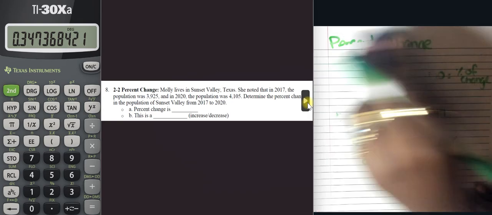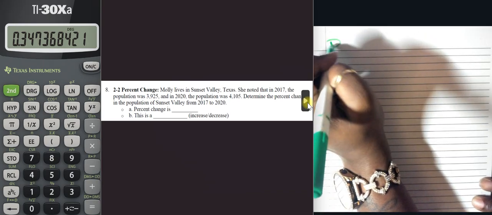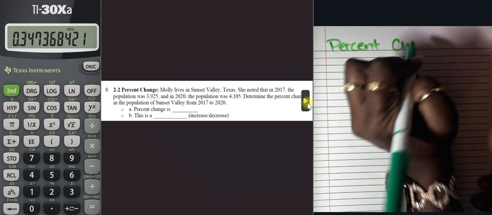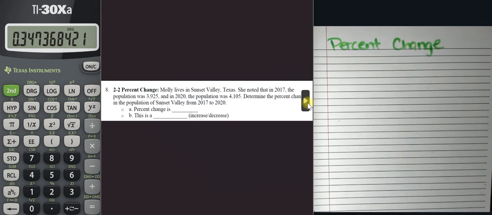All right. So in this example, again, it's coming from the same lesson, lesson 2.2, where we learned about percent change. In this example, we have Molly, who lives in Sunset Valley, Texas. She noted that in 2017, the population was 3,925, and in 2020, the population was 4,105. Determine the percent change in the population of Sunset Valley from 2017 to 2020.